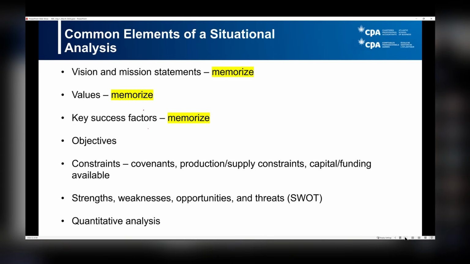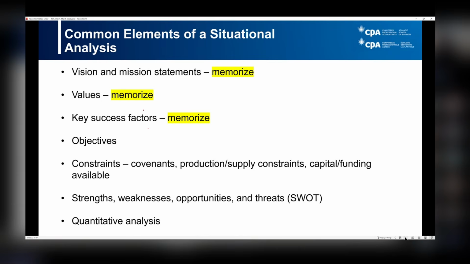They are the vision and mission statement, the values, the industry's key success factors, the company's objectives, the targets, in other words, the targets they want to achieve, and the constraints. So common constraints are if there's a bank covenant, or if there's a production or supply constraint. A big constraint that you have to be very aware of is if there's a maximum capital that they can invest or funding that's available. Then your SWOT analysis, and then a quick overall quantitative analysis of the company's current financial health.